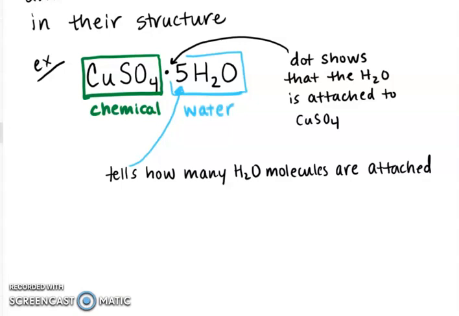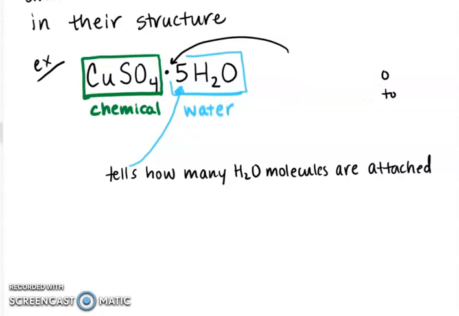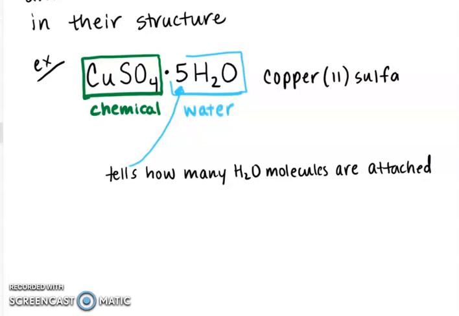All right, so as far as naming this one, let's go ahead and write the name of this compound. I'm going to go ahead and erase this over here. And the way we name a hydrate is we first name the chemical, just like we would have in previous chapters. This is copper, Roman numeral 2 because it's a variable charge ion, sulfate. And then we use a prefix to tell how many waters. The prefix for 5 is penta. So it's penta, and then we use the word hydrate. Penta tells me that there are 5, and then the hydrate tells me that that's the waters that are attached.